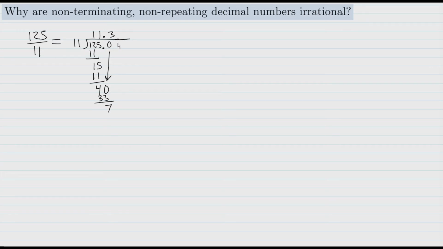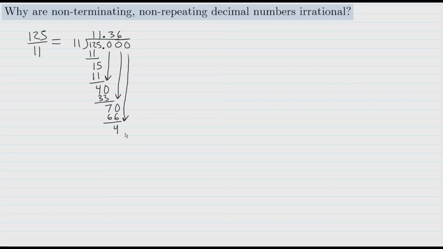And again, we can add a 0 here after the decimal. It doesn't change the value of that 125, but now we can bring down that 0, giving us 70. 11 goes into 70 six full times, and 6 times 11 is 66. At this point, we have 70 minus 66, which is 4. And we can bring down another 0.